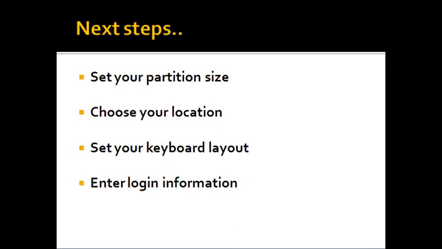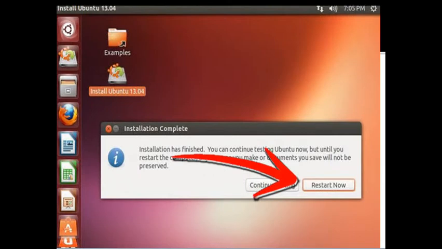For login information, enter your name and the name of the computer, which will be displayed on the network. Choose a username and come up with a password. You can choose to have Ubuntu automatically log you in or require your username and password when it starts. Then the installation begins. Once it is finished, you will be prompted to restart the computer and Ubuntu will load.